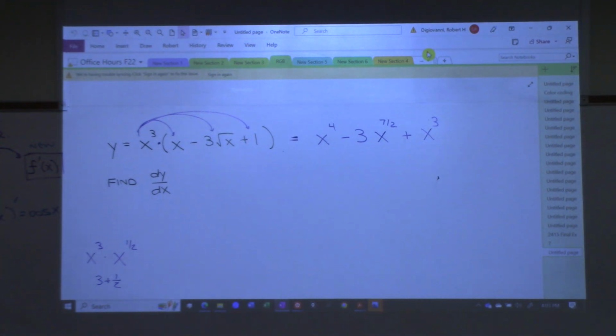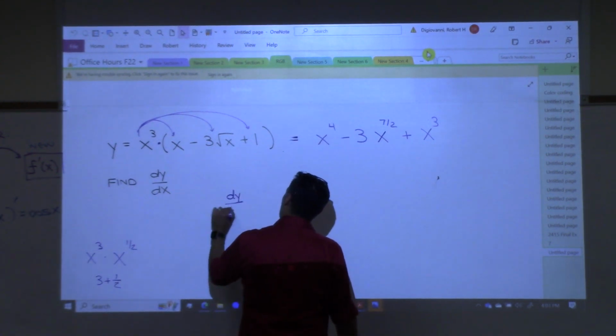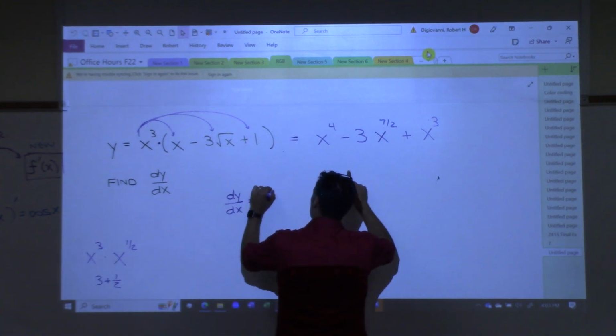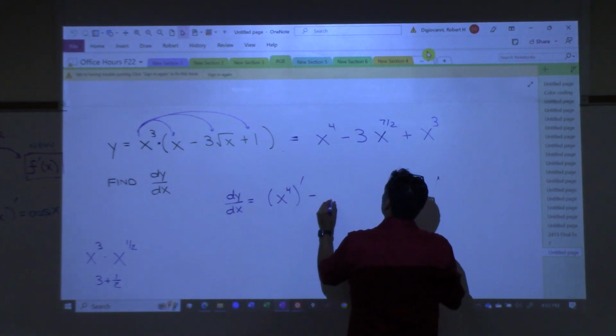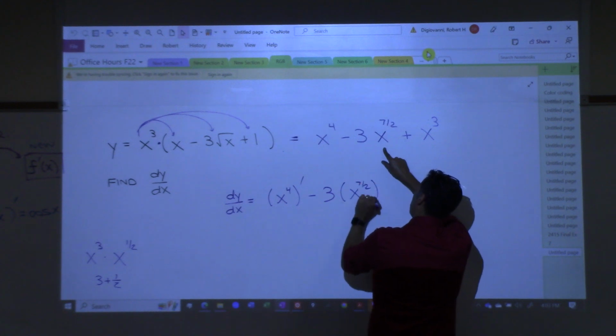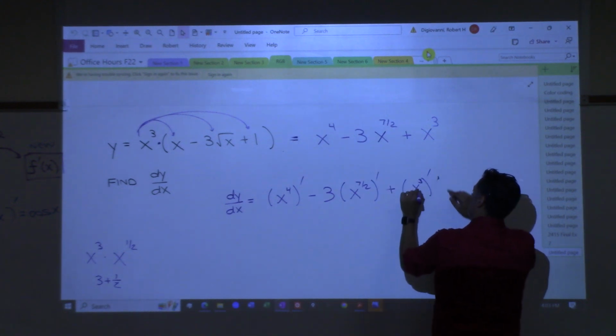All right, can we do derivative now? Each one at a time. Yes? All right, so dy dx equals, all right, I'm going to do these one at a time. I'll show the steps. So I'm going to do derivative of that, minus 3 can come for the ride, derivative of this, and then plus the derivative of that, x cubed.